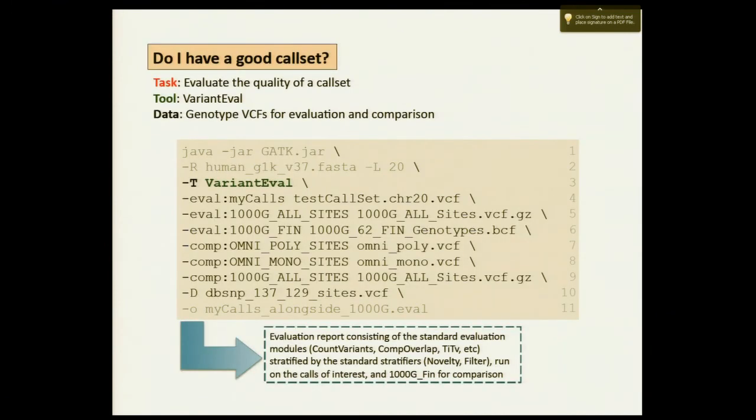All right, so here's how I evaluated that call set. In fact, I ran variant eval. I gave the calls I wanted to test. I wanted to compare to the 1,000 genomes and these particular 62 finished samples. And I compared against known polymorphic sites, known monomorphic sites, and all of the 1,000 genome sites. And I told it to stratify based on novelty, using dbSNP 129.